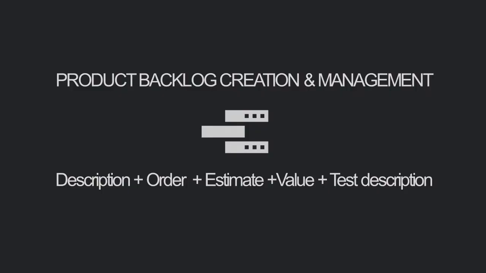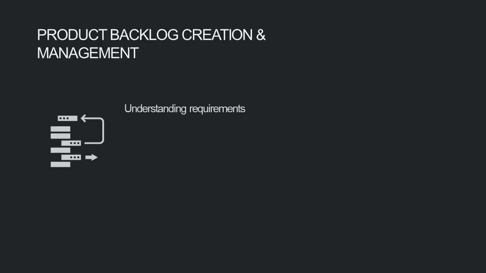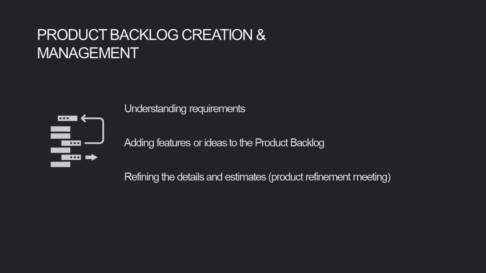So, how exactly is the product backlog created and managed? The product owner will usually try to understand the customer and other stakeholder requirements. Then the product owner will add features or ideas to the product backlog, and in the product backlog refinement meeting together with the development team, the product owner will work on refining details and estimates. This is an ongoing process throughout the sprint, but it should not occupy more than 10% of the capacity of the development team.